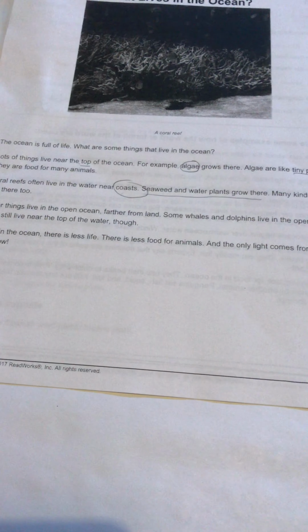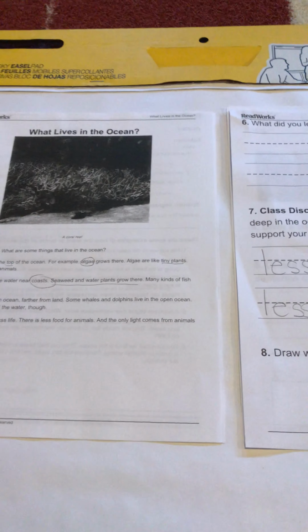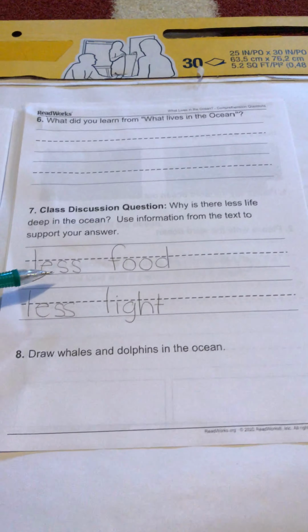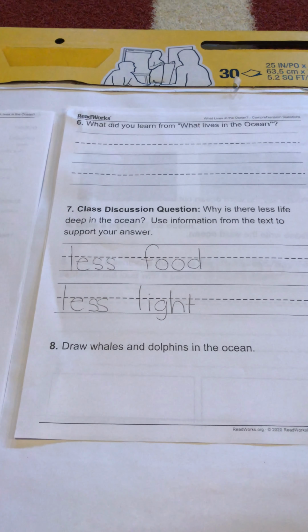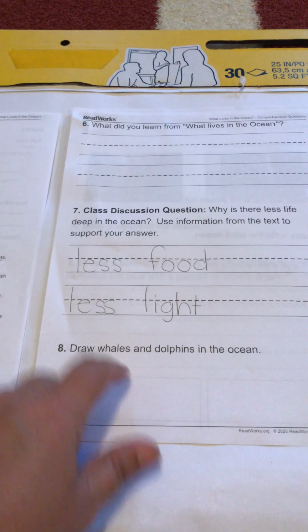Well, over here in the bottom where it talks about deep in the ocean, it tells us that there's less food for the animals and the only light comes from animals that glow. So I said there's less food and there's less light. And then for number 8, you need to draw whales and dolphins in the ocean.